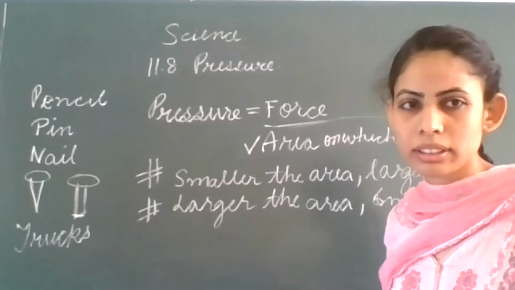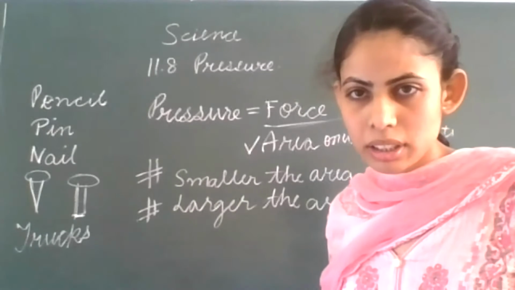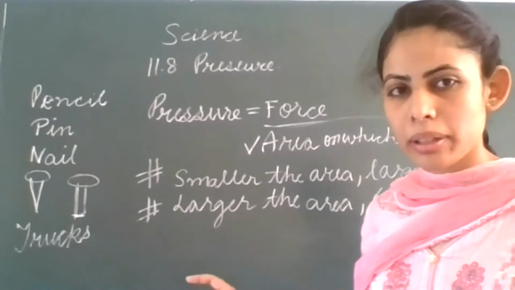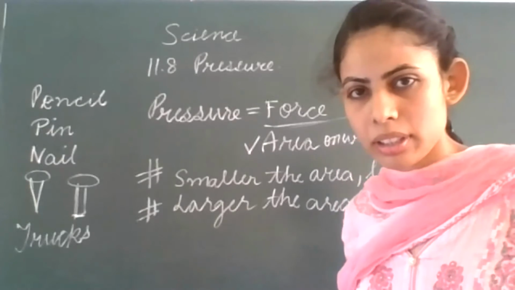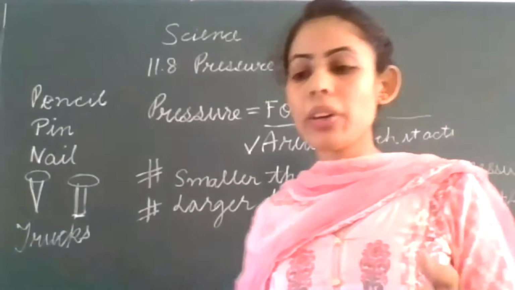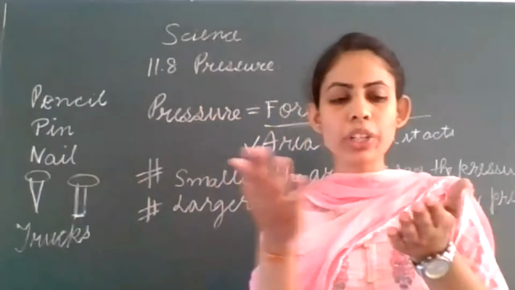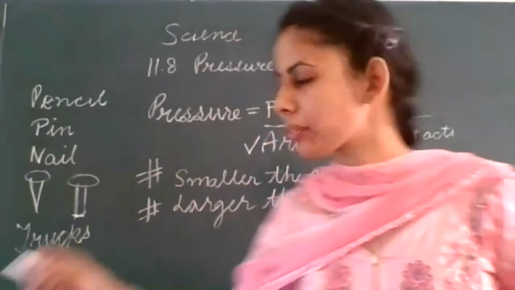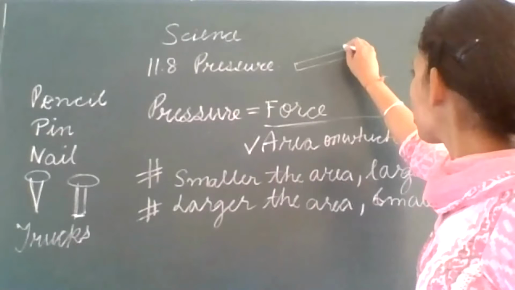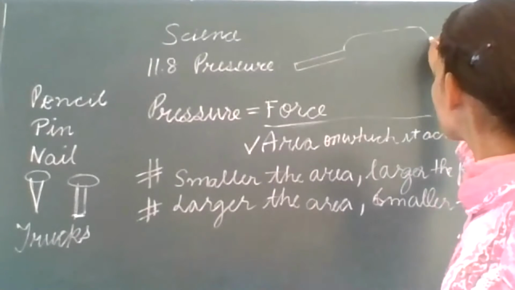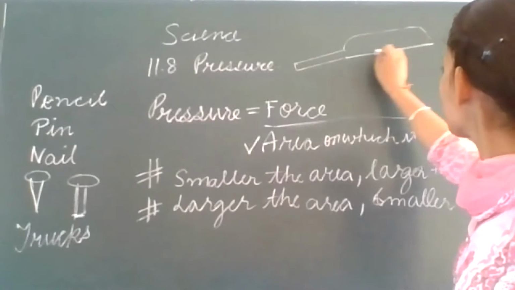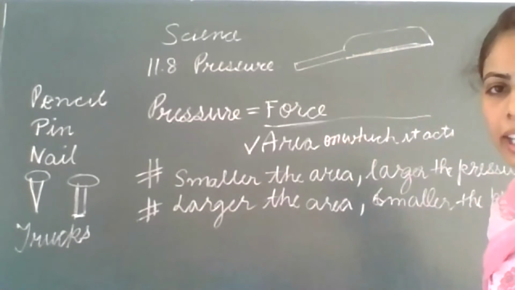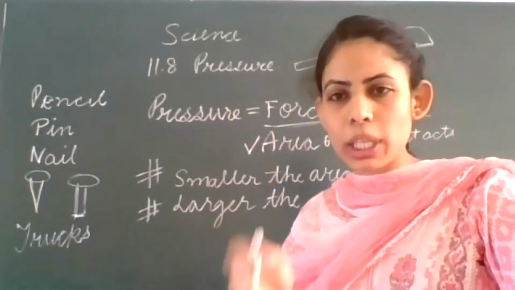Yes, Sia. Ma'am, the needle of the syringe. Needle of the syringe, yes, it is an example of this. The front edge of the knife. Yes, the knife that we use, if we try from the blunt side of the knife, it will not cut. This end is made sharper in the knife so that it can easily cut the vegetables.